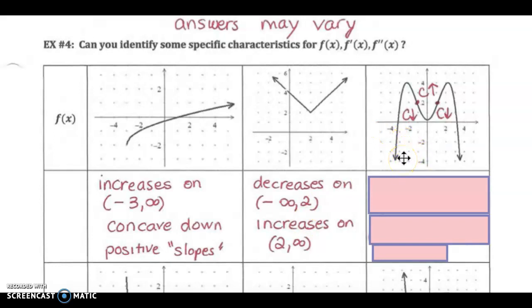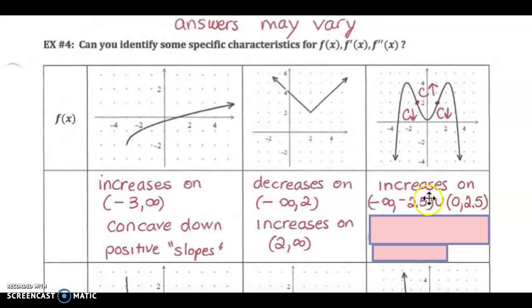On this third one, we can see that it increases first to this point right here, which is our max, and that looks like it's about -2.5. So it increases to -2.5, and then it also increases from 0 to +2.5-ish. Okay, so that's a couple things that we can see. The second things are decreasing, so it decreases from -2.5 to 0, and then again from 2.5 to +infinity. So that would be another thing that we could see on this graph.